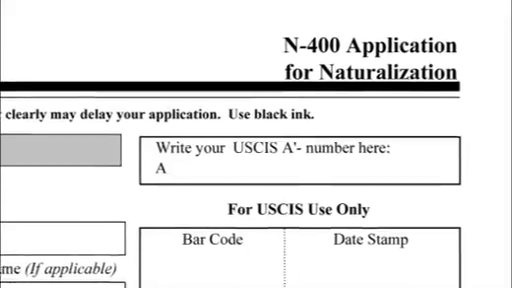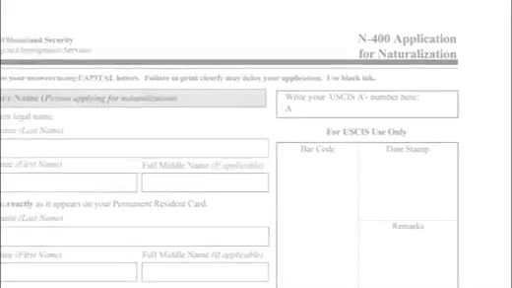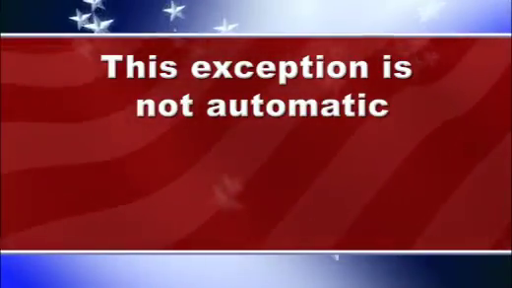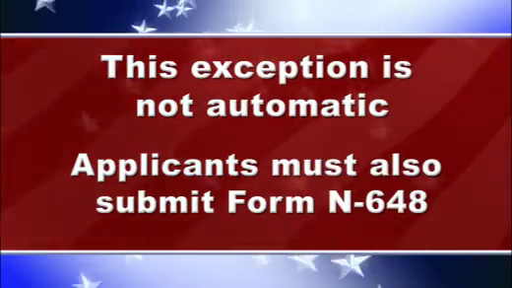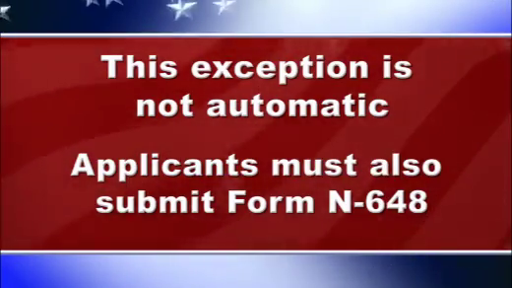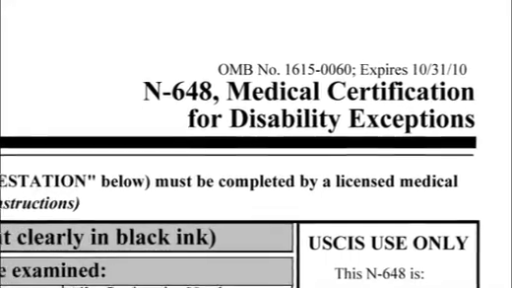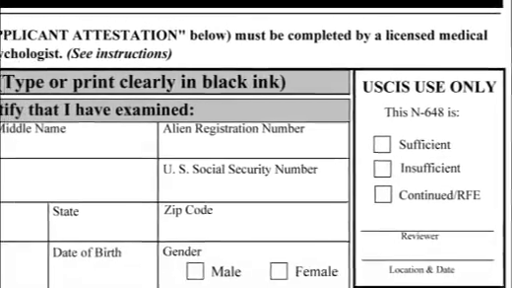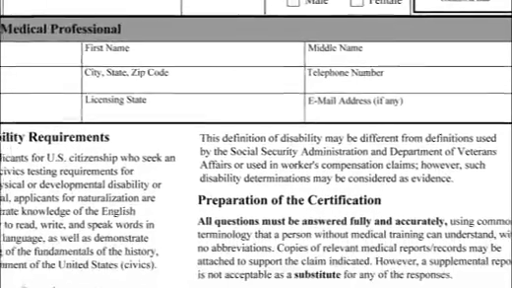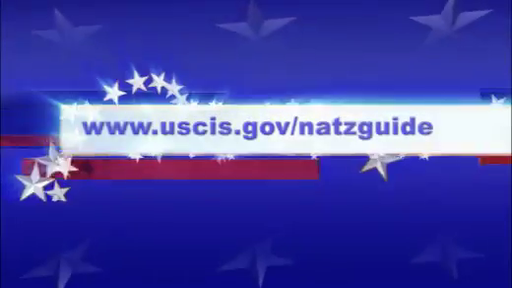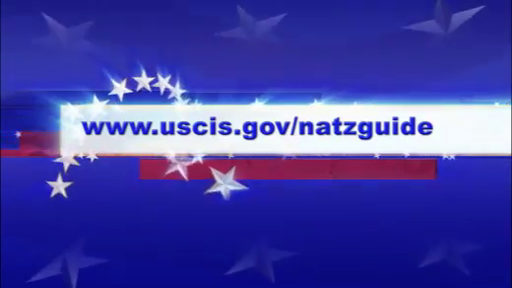In addition, some applicants may apply for an exception from the English and Civics test if they are unable to demonstrate an understanding of English and/or Civics because of a physical or developmental disability or mental impairment. This exception is not automatic. Naturalization applicants who believe they might qualify for this exception must also submit the Medical Certification for Disability Exceptions, Form N-648, when applying for naturalization. For more specific information, please see A Guide to Naturalization on the USCIS website.